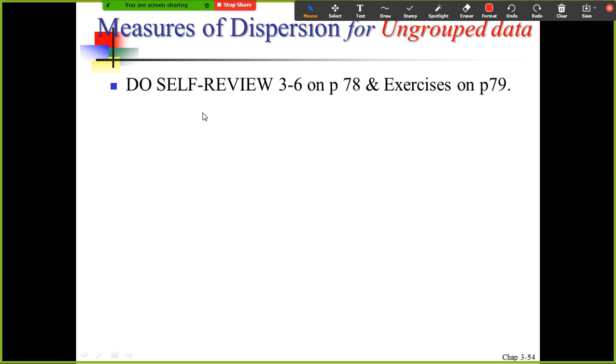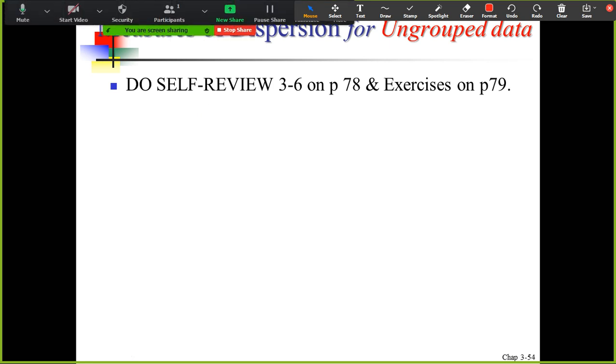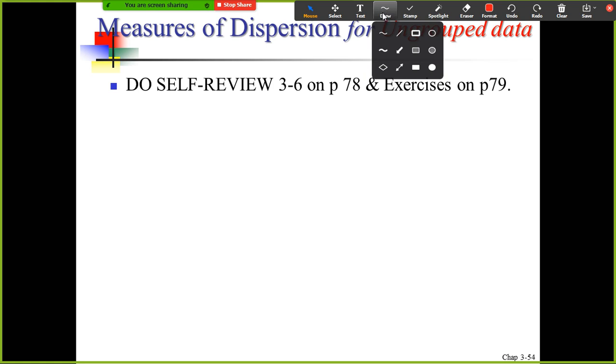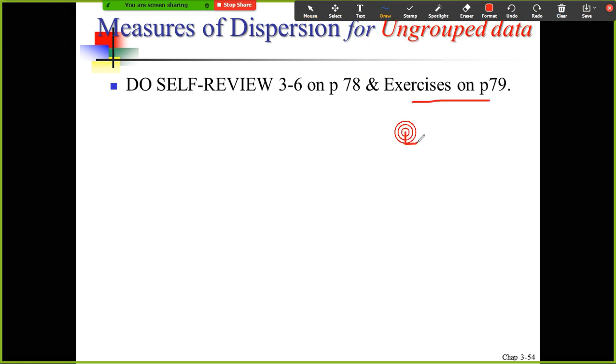Now, maybe a little bit faster, but you can review this as many times as you can. If you go to page 78 of your textbook, you can see Self Review 3.6, and if you go to page 79, you can see the exercise. This exercise is for your homework, and the numbers that you do for the exercise are the even numbers.